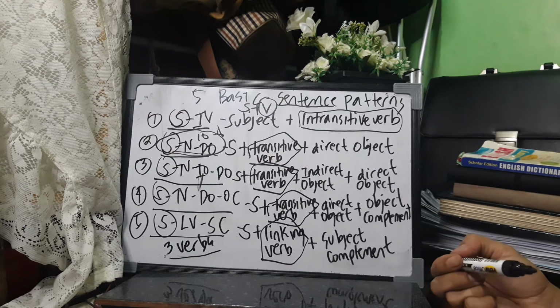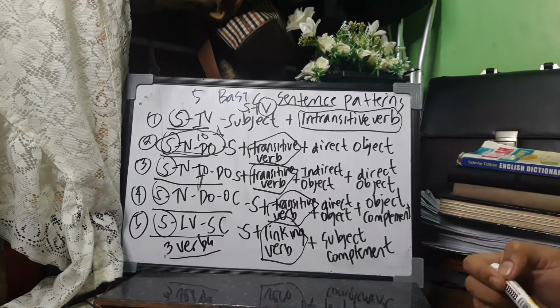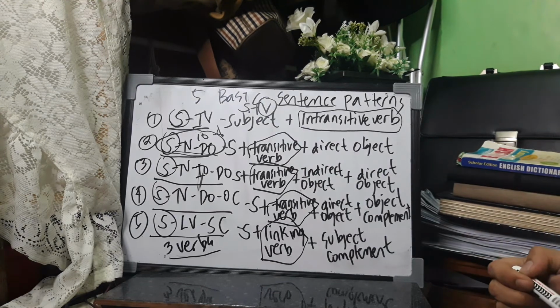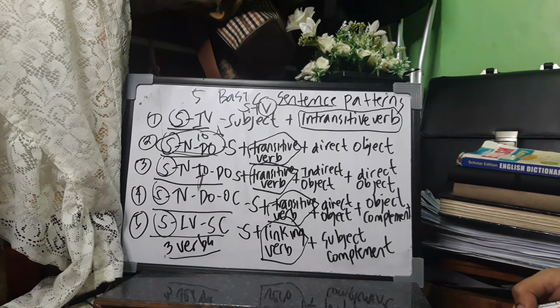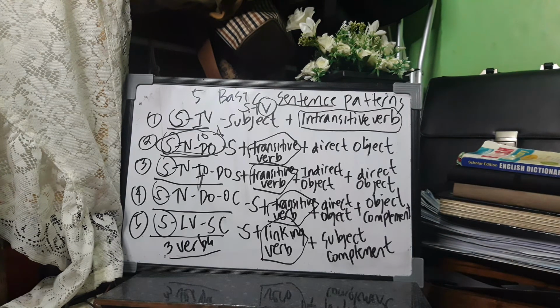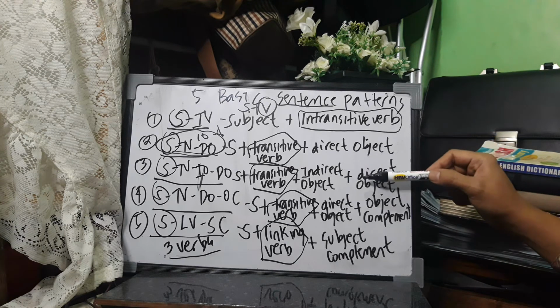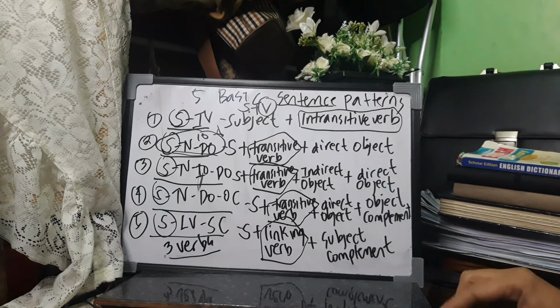Are we okay? Am I too fast? Anyway, you have the video. You can take a photo of it or a screenshot. So these are the 5 basic sentence patterns. In my next video, I will explain to you pattern 1, pattern 2, pattern 3, 4, and pattern 5.